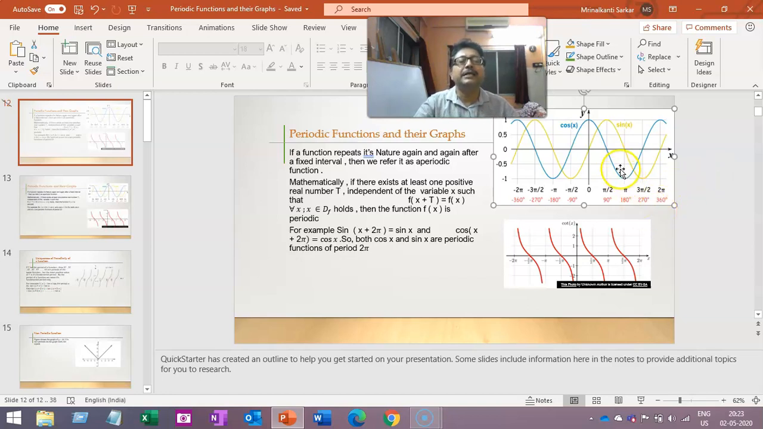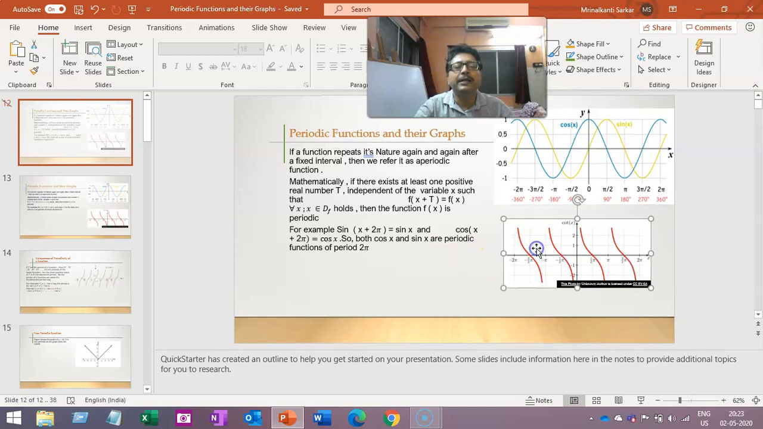Similar is the case for cosine x. This blue curve is cosine x. This graph also, over the interval 0 to 2 pi, has the same nature as minus 2 pi to 0. So this is a periodic function and it has period 2 pi. So the sine function and cosine function are both periodic functions of period 2 pi.